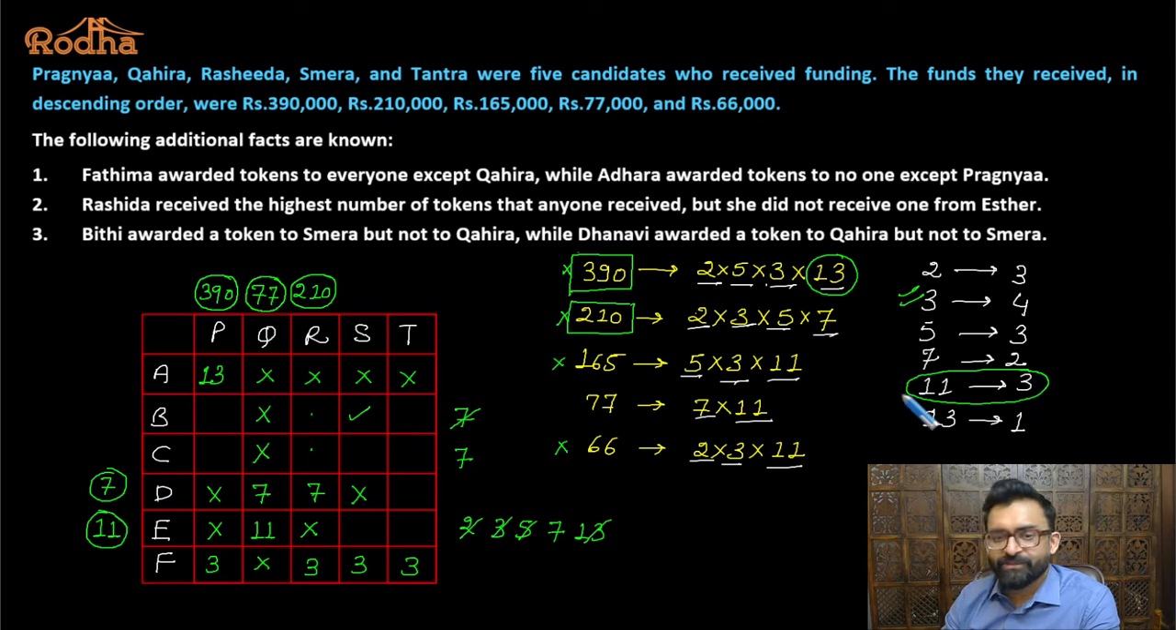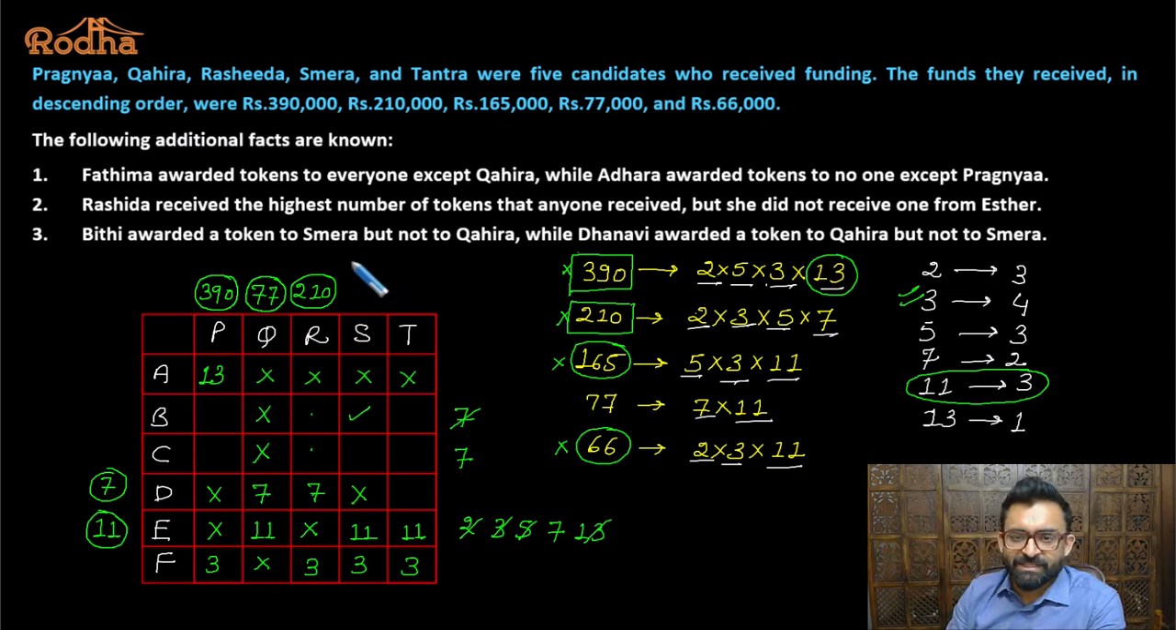11 is awarded 3 times. And as of now, 11 is given only one time. So that means this is 11 and this is 11. If I look for the remaining two numbers which are multiples of 11, these numbers are 165 and 66. 77, I already know who got 77.